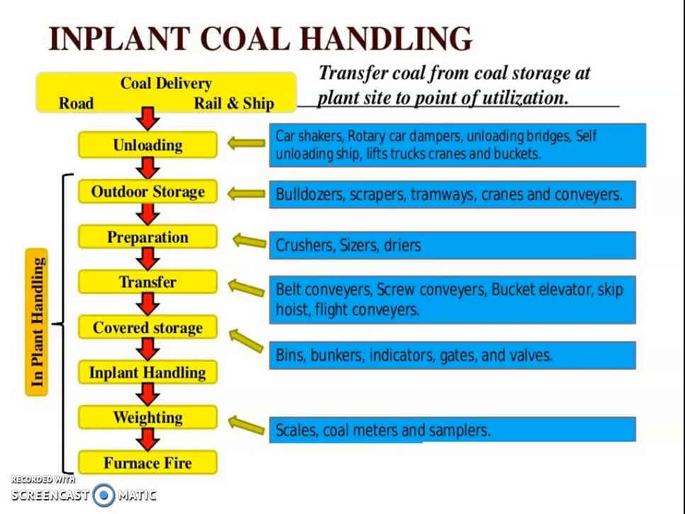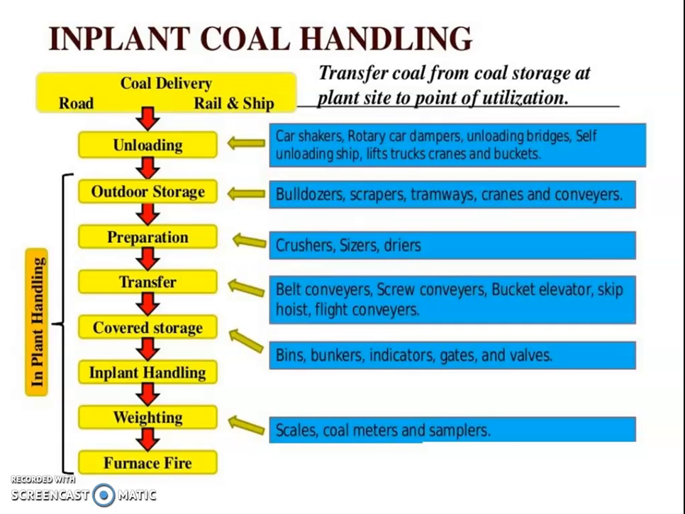Outdoor storage uses scrapers, tramways, cranes and conveyors. Preparation: you know very well that coal is bulky, so with the help of crushers, sizers and dryers we can reduce the size. Transfer uses belt conveyors, screw conveyors and bucket conveyors to move the coal to the covered storage places.